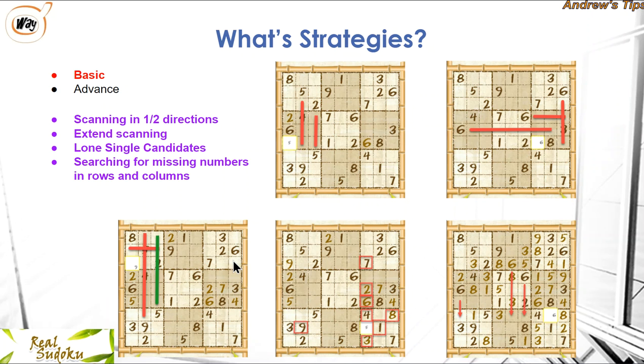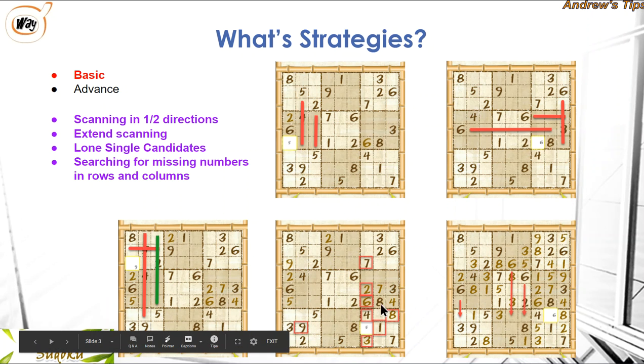Another tool you probably already use is putting candidates in the cells. When you put candidates in, sometimes you find only one candidate in a cell. For example, in this cell, we already have 1, 2, 3, 4, not 5, 6, 7, 8, and 9. So only the number 5 is left. So you can put the 5 inside.